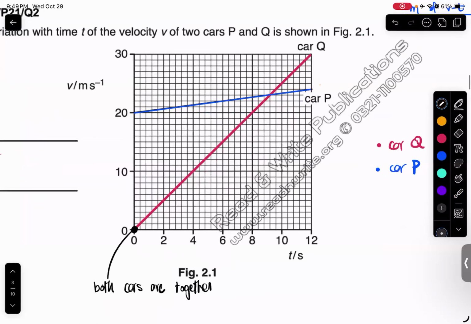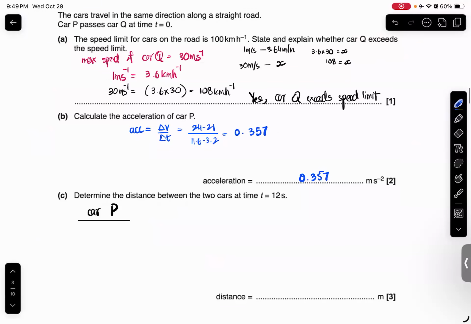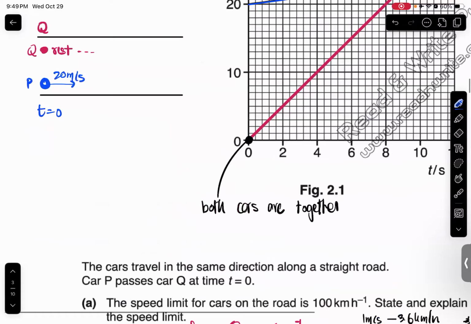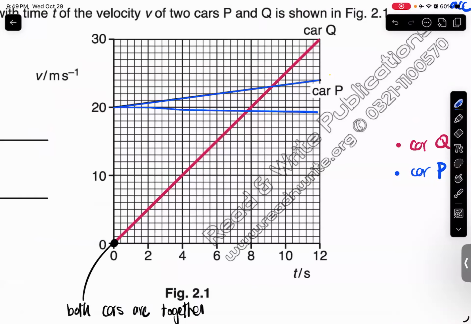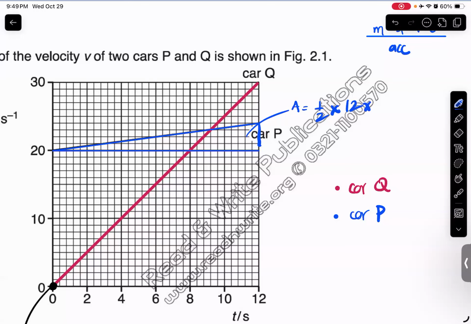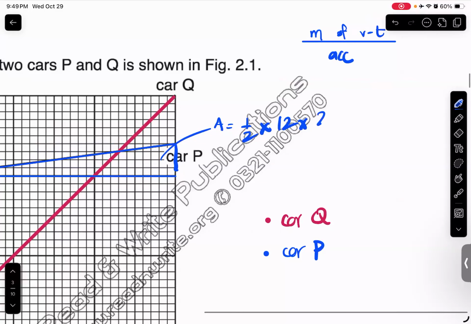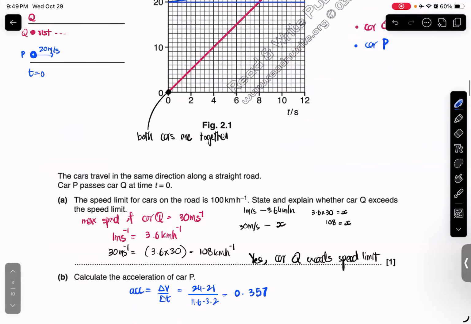Let's check it out for car P first. Car P is the blue one, right? So if you calculate the area under the graph for car P, that's just basically the distance or displacement by car P. So let's check how to calculate the area. If you were to take this, and this. So what is the area for this triangle? 1 over 2 into what is the base? The base is 12. Multiply what's the height? So this is just 1, 2, 3, 4. So that's 24.